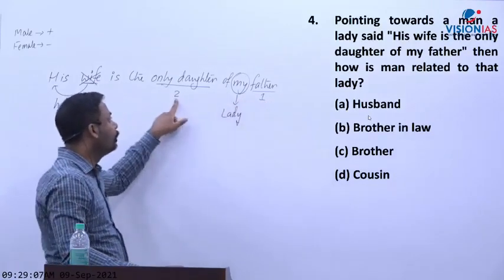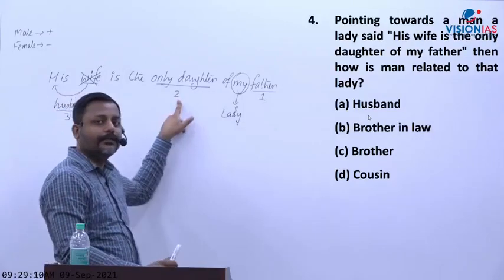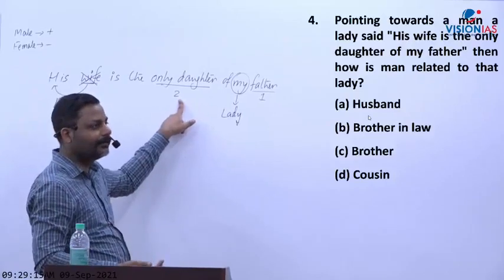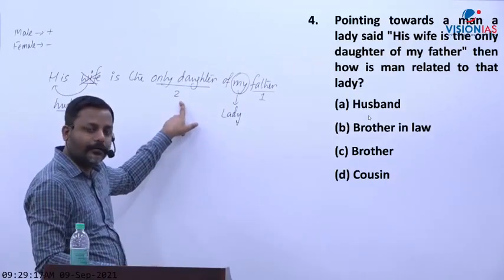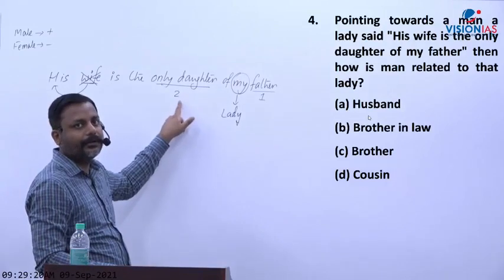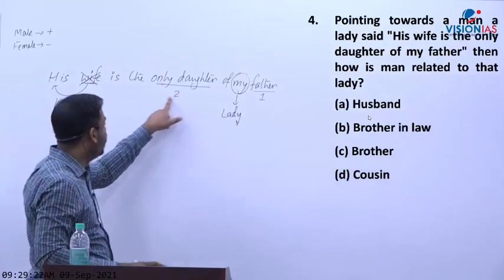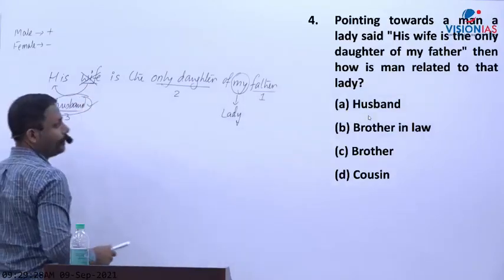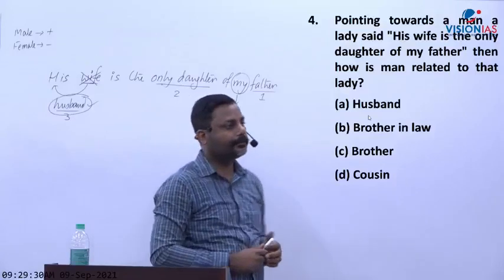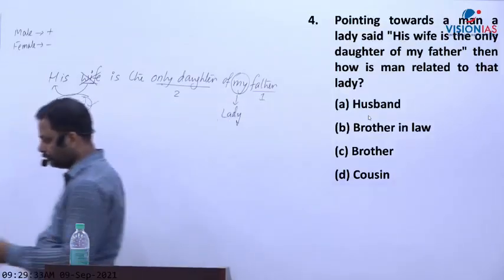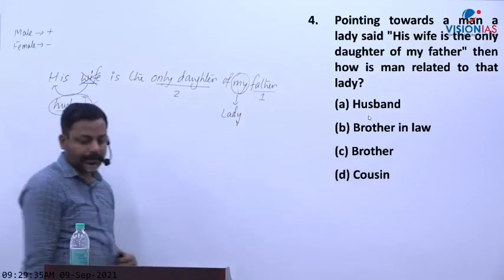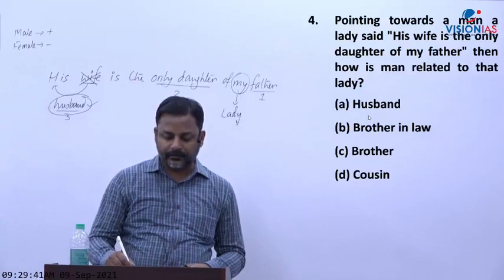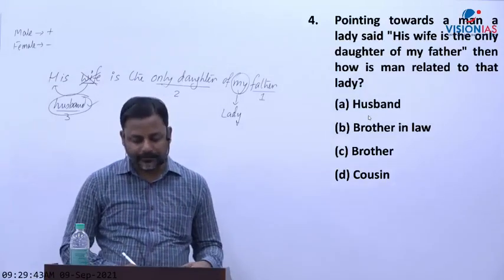And father's only daughter is? Father's only daughter is lady herself. For any lady's father and father's only daughter means that this particular person is lady herself. Now, lady's husband. So this man is lady's husband. So the question is, how is the man related to that lady? So the man is husband of the lady.